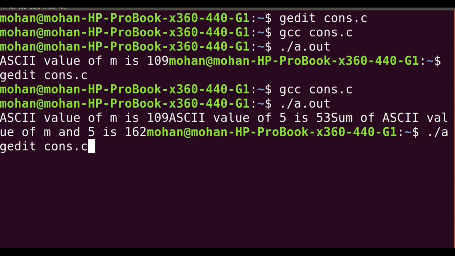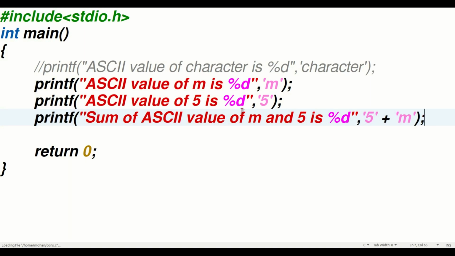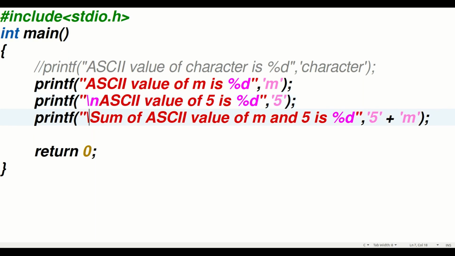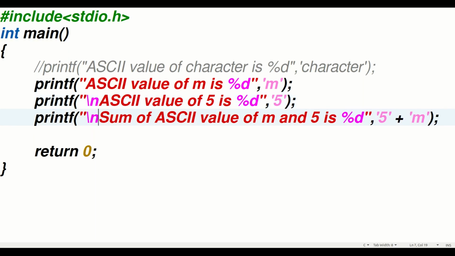So in order to make it look good and appear in the next line, let's go back to our source code, and what we will do is we'll insert a backslash character followed by n. Here also we'll insert a backslash character followed by n. So this is a backslash character and it refers to new line. So let's save it.